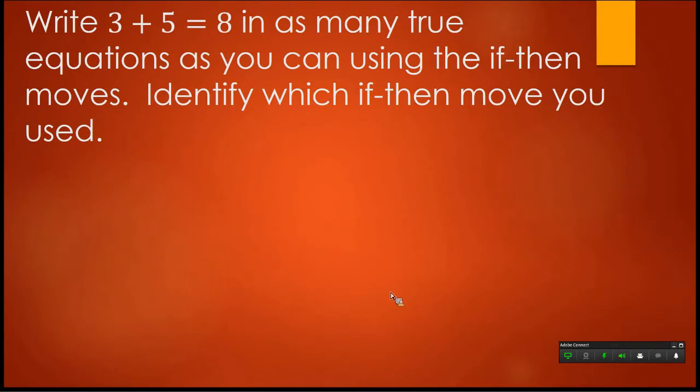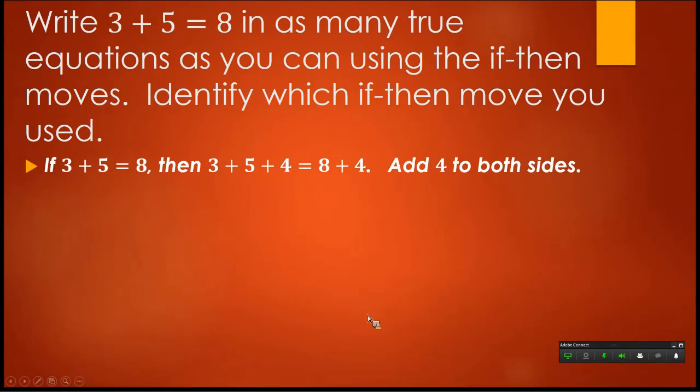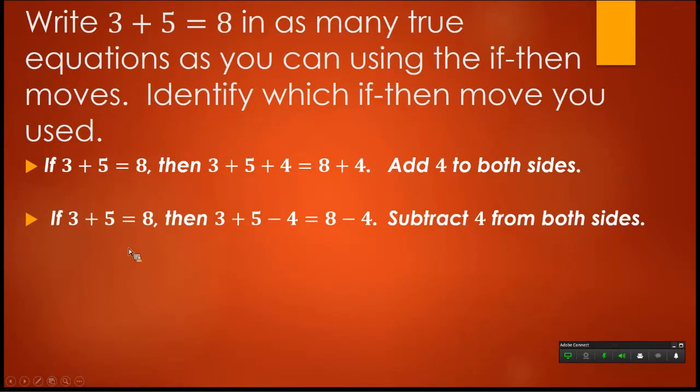Write 3 plus 5 equals 8 in as many true equations as you can using the if-then moves. Identify which if-then move you used. Well, first, we could do: if 3 plus 5 equals 8, then 3 plus 5 plus 4 equals 8 plus 4. Add 4 to both sides. This would be an example. Another example: if 3 plus 5 equals 8, then 3 plus 5 minus 4 equals 8 minus 4. Subtract 4 from both sides.